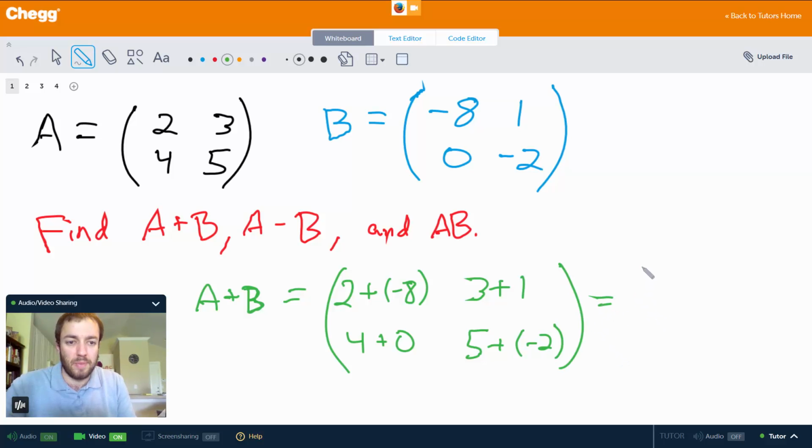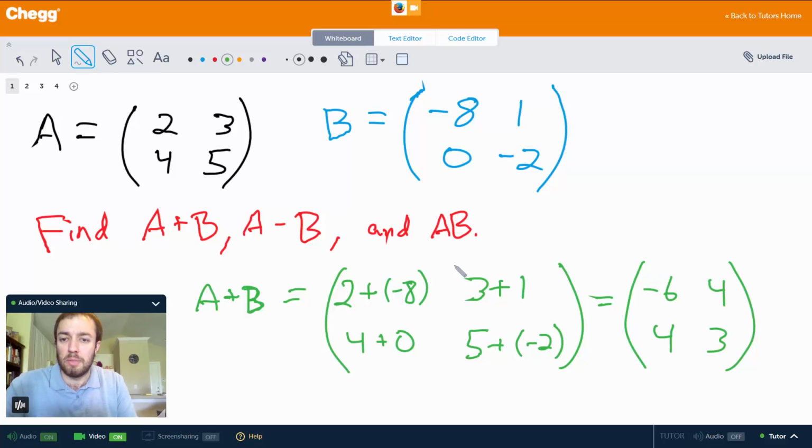Okay, so that's going to be our matrix. And then we just simplify. 2 plus -8 just means 2 minus 8, which is -6. Then 3 plus 1 is 4. 4 plus 0 is 4. 5 plus -2 means 5 minus 2, which is just 3. And this is the answer for A plus B.